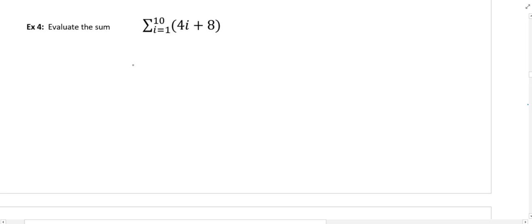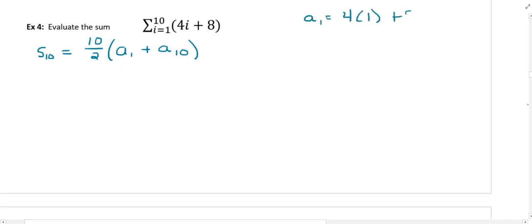Okay, so the sum of our first 10 terms, because it's 1 through 10, would be 10 over 2 times a sub 1 plus a sub 10. So let's go ahead and find those. A sub 1 is going to be 4 times 1 plus 8, so that's going to be 12. And a sub 10, 4 times 10, 40, plus 8, 48.